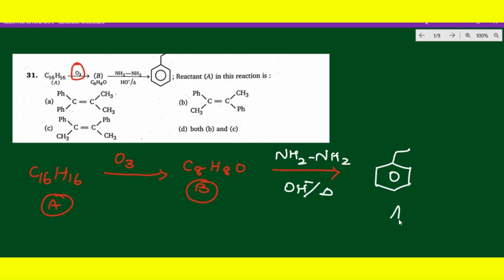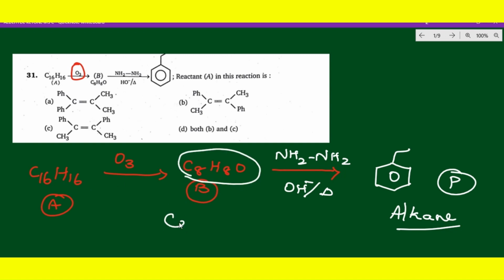Also, we can say commonly alkane. Right. Alkane, actually, we are getting as a product. Now, this is compound B. From that compound A, we are getting the product. So, this might be a carbonyl compound. Why do we say it's a carbonyl compound? Because we are using NH2NH2 along with basic medium while heating. This is Wolff-Kishner reduction.